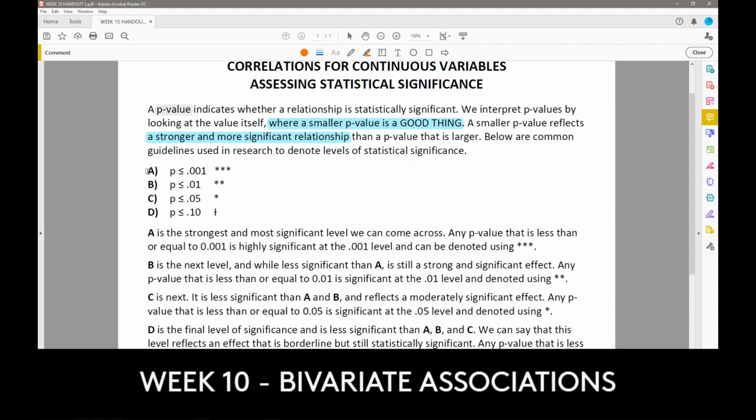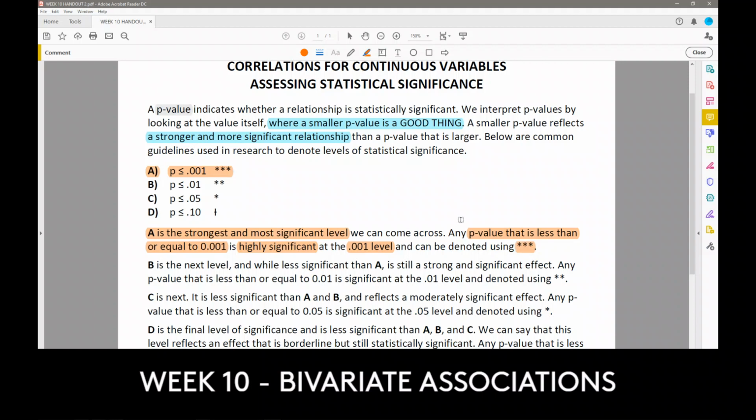Now, this p-value here, letter A, is the strongest and most significant level, okay? So what this formula here is saying is that a p-value that is less than or equal to 0.001 is highly significant at the 0.001 level and is denoted with 3 asterisks.